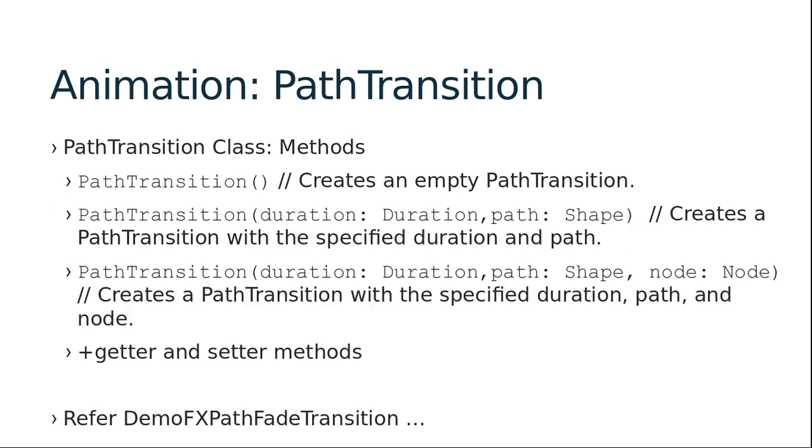These are the properties, and then these are the constructors for path animation. One is the default no-argument constructor, which creates an empty path transition. Then there is a constructor with two parameters, duration and a path, or you may go for duration, path, and node, all three required properties. There are getter and setter methods also. Path transition, let us have it in effect.